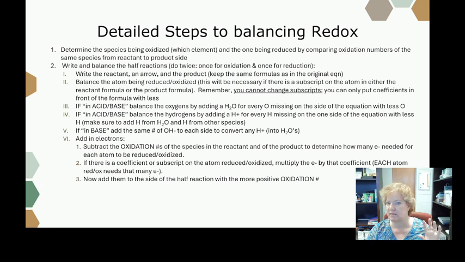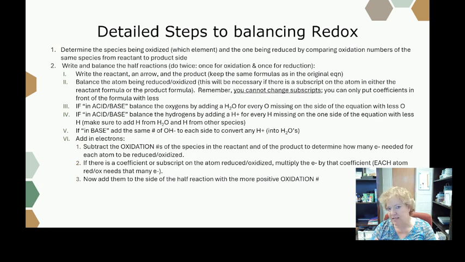So we'll keep the same formulas as the original equation. Even though I've identified sulfur as the thing that is changing oxidation number, I'm going to write it in its full form, whatever the sulfur is in the reactant side and whatever it is in the product side, as it is in the original reaction. If there's a subscript on the atom being oxidized or reduced, I need to make sure I have the same number on each side. So if I started with 2 sulfurs on the left, I have to have 2 on the right, even if it's just making S on the right-hand side. So I would adjust that. I can't change the subscripts, I can only put coefficients in front of the one that has less.